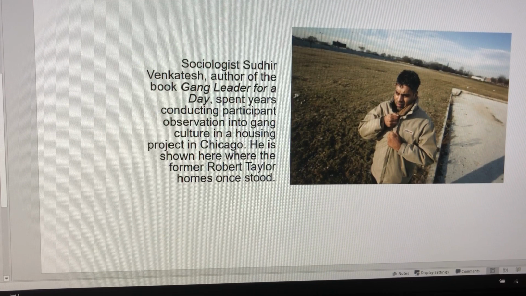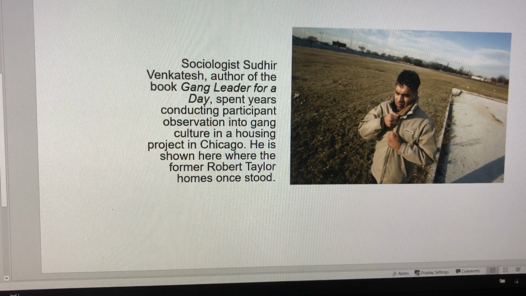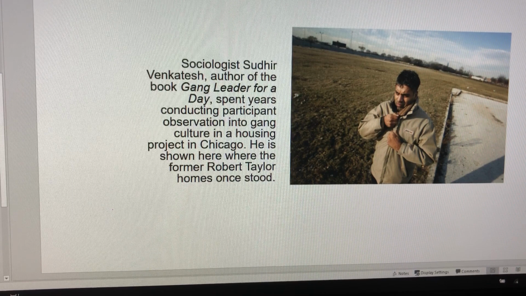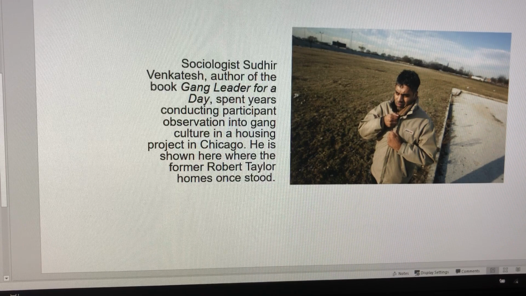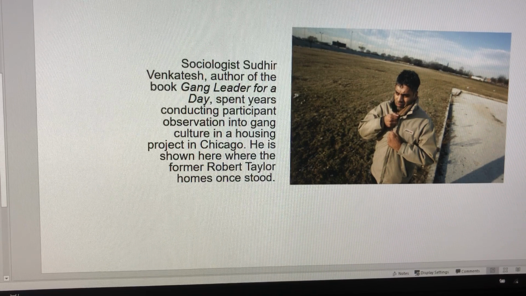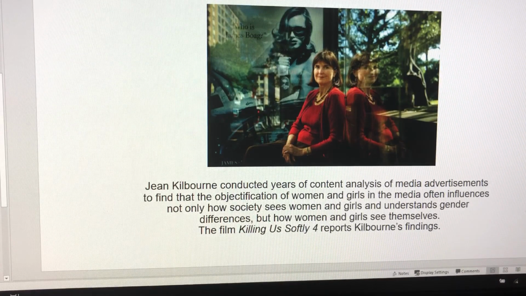Another way of doing research is participant observation. That's where you go and you do a study based on a group of people. In this particular example, a sociologist and the author of a book, Gang Leader for a Day, spent years conducting participant observations in Chicago in a project, the Robert Taylor Homes, which is where he's standing now. That's where they once stood. That was a really crime-ridden project in Chicago, and he wanted to understand what gangs look like, and that's one way that he did that.